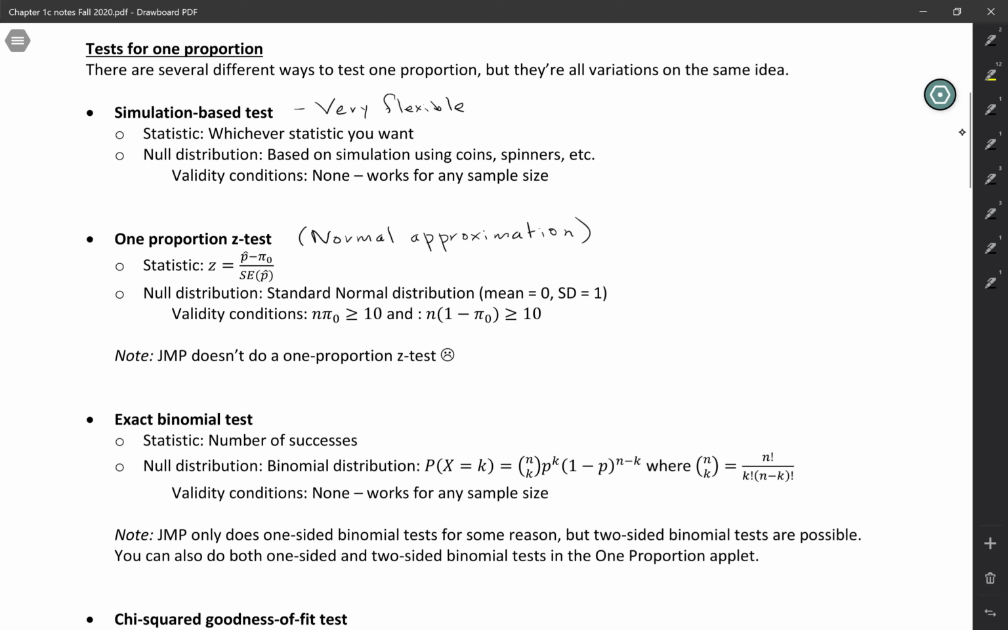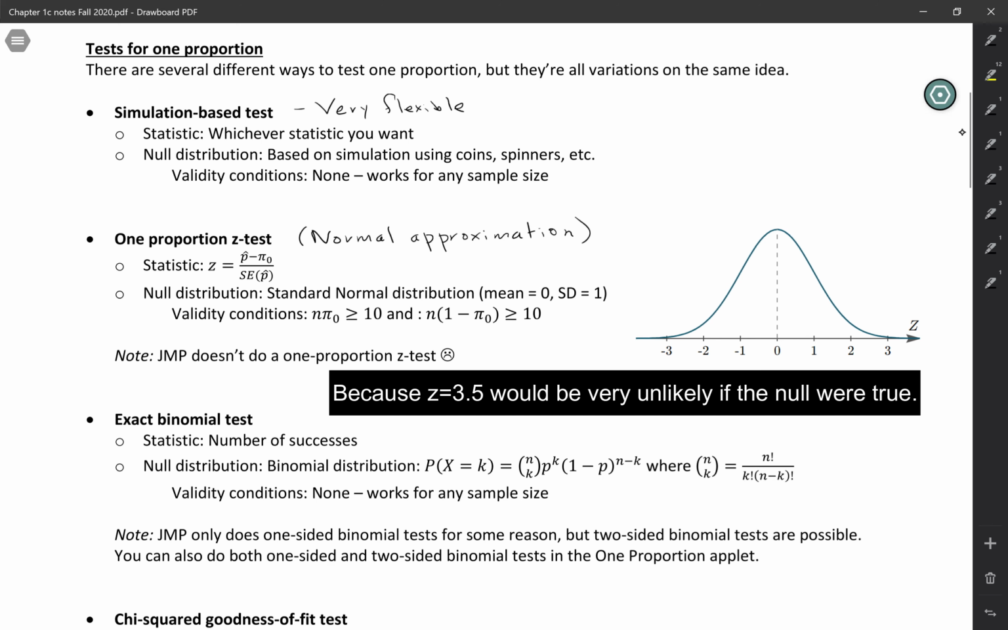And the reason is because a standardized z-statistic has a really nice theory-based null distribution. Specifically, it has a standard normal distribution. Standard normal means that the mean is 0 and the standard deviation is 1. So this is really great because then when you see a z-statistic of, say, 3.5, you know right away, without knowing anything else about the context, that this is strong evidence. So that standardization is a big benefit.